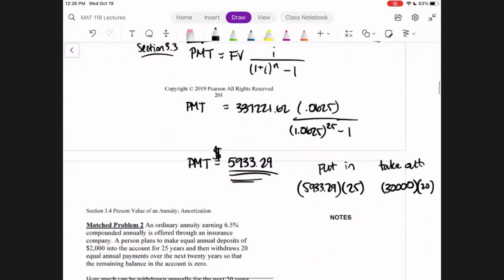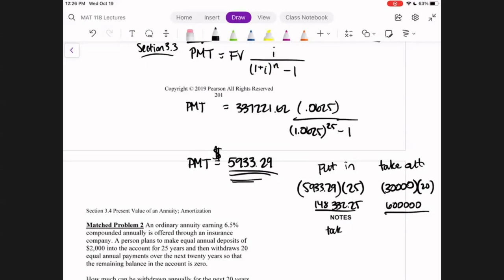So if you compute these two values here, the first one will be 148,332.25. The second one will be a little bit over $500,000. So you'll see that you didn't really contribute that much, but what happens? You can take out over $1 million. So the interest you earn would be the difference in these two.